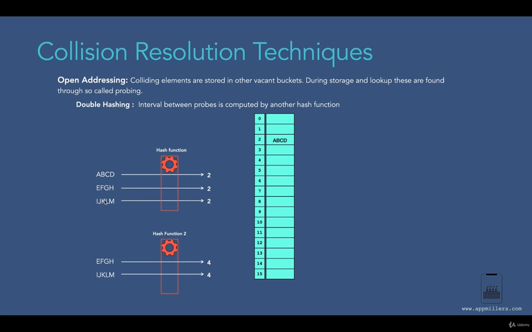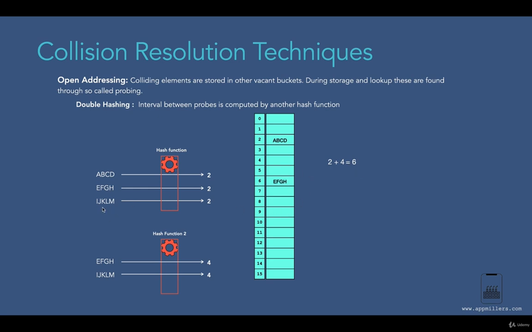That's why we are going to call the second hash function for EFGH. In this case, the second hash function returns 4. This means that if we sum up the two results from hash function 1 and hash function 2, we get the index for the second string. If we sum them up, we get 6, so we can insert it at index 6.